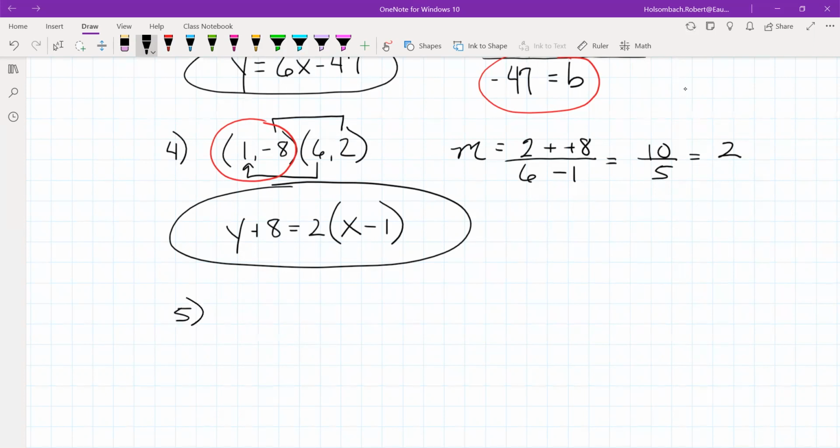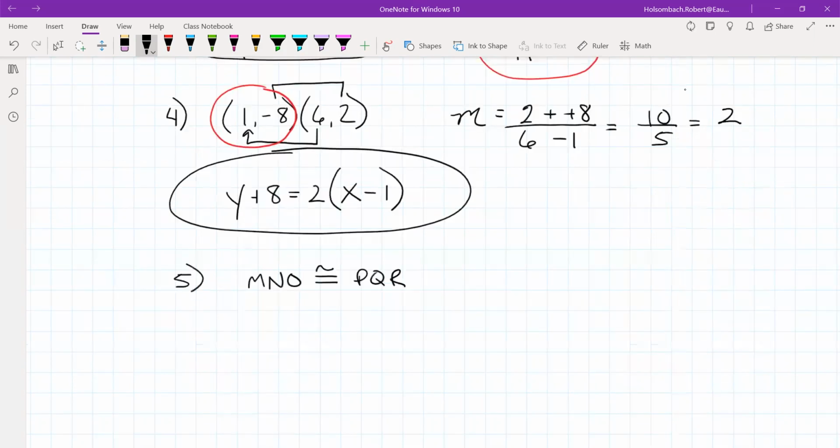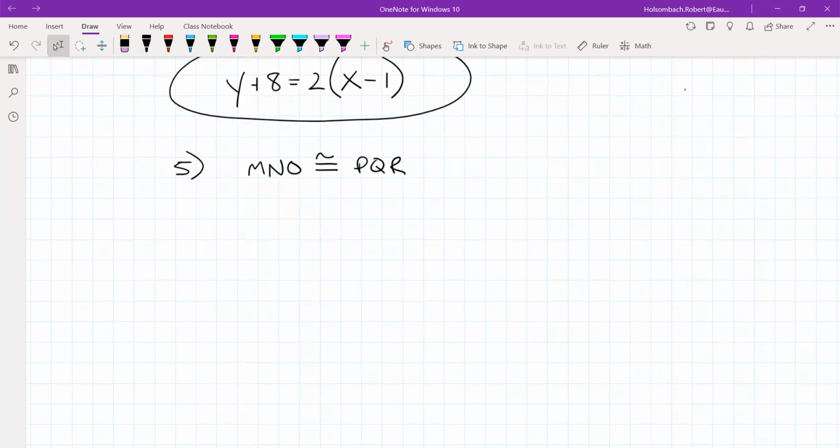And problem number 5, you're told that MNO is congruent to PQR. Which of the following can you not conclude as being true? So you're looking for something that's not true. So answer choice A says that MN is equal to PR. MN's the first two, isn't it? PR is first and third. Are they congruent? No. So right off the bat, it's answer choice A.